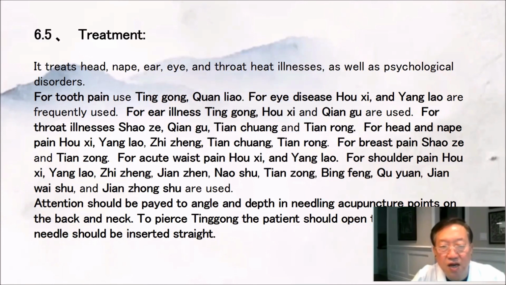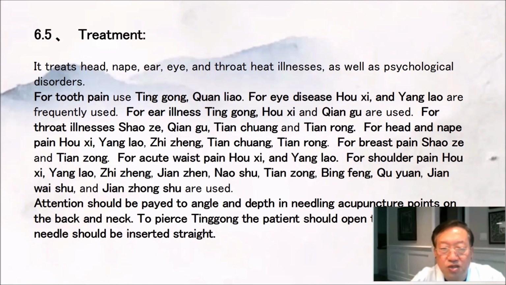For head and nape pain, use Houxi, Yanglao, Zhizheng, Tianchuang, and Tianrong. For breast pain, use Shaoze and Tianzong. For acute waist pain, use Houxi and Yanglao. For shoulder pain, use Houxi, Yanglao, Zhizheng, Jianzhan, Naoshu, Tianzong, Bingfeng, Chuyuan, Jianwaishu, and Jianzhongshu.